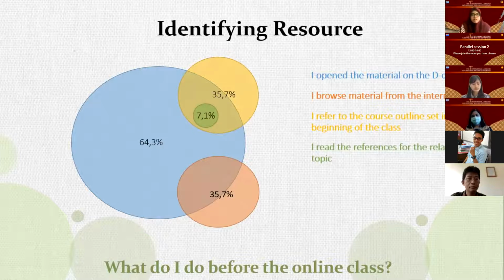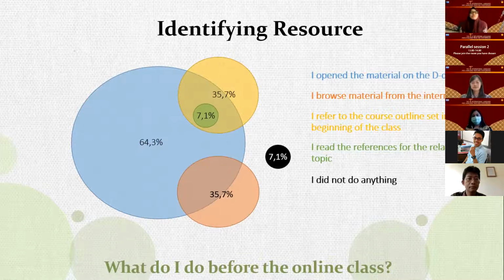And then there is 7.1% that read references for the related topic, but then there is a random 7.1% who did not do anything.